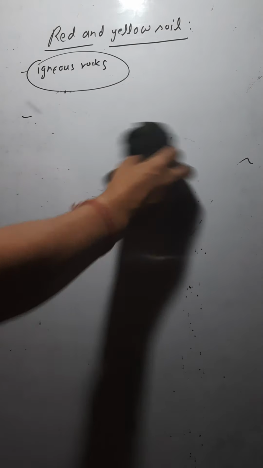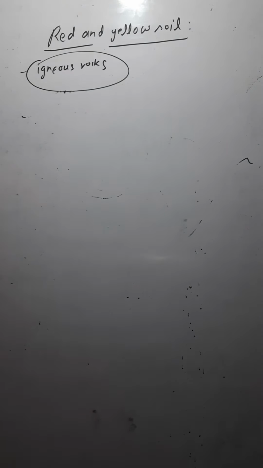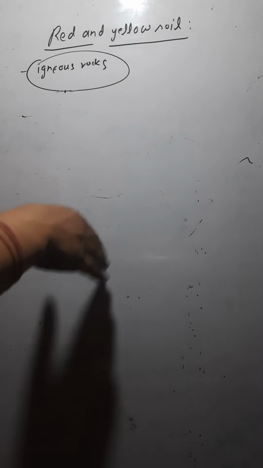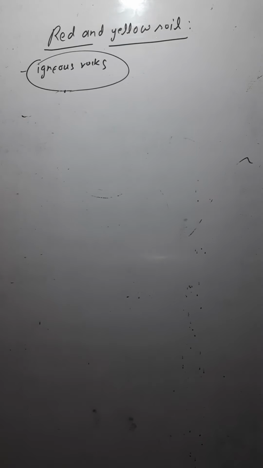Very good. It is commonly seen in parts of Odisha and Chhattisgarh and the southern part of the Ganga plains. Also you would find this red and yellow soil in the Western Ghats.